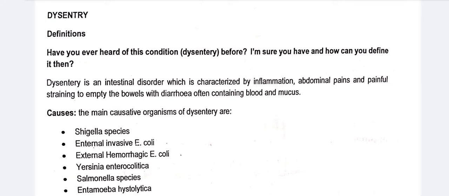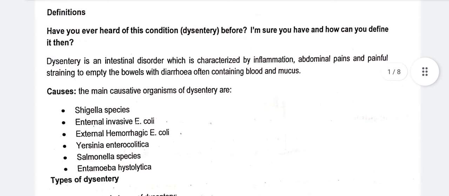What is causing this blood? What organism is responsible? The beginning of the definition is okay. So this can be amplified by saying dysentery is an intestinal disorder caused by the Shigella species, characterized by inflammation, all that. So your definition at all times should have a cause embedded in it. A cause should be in it.